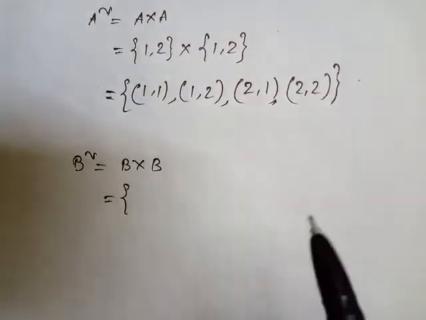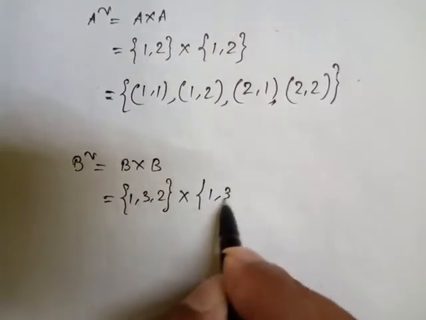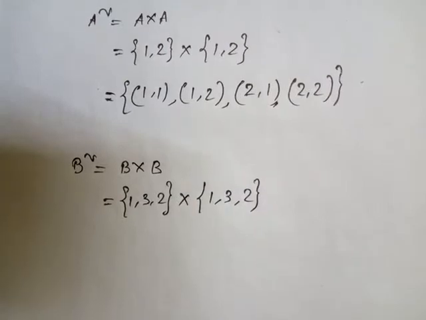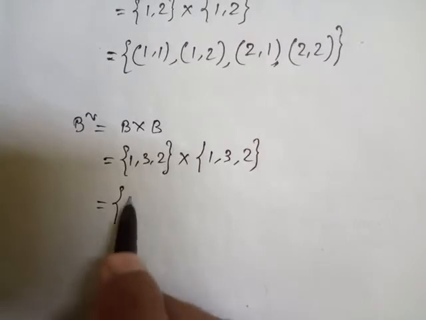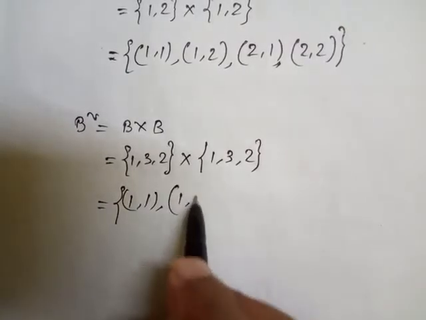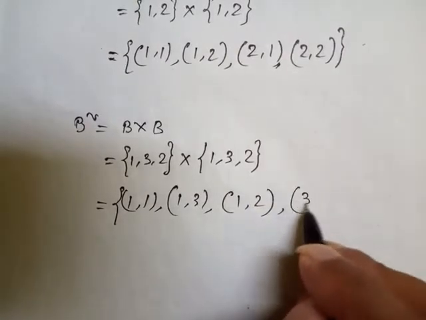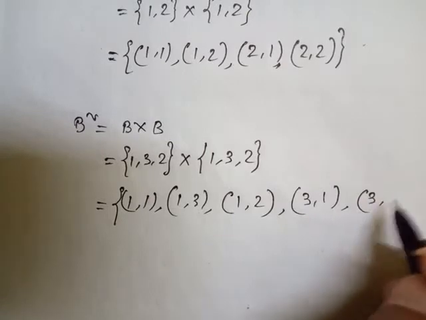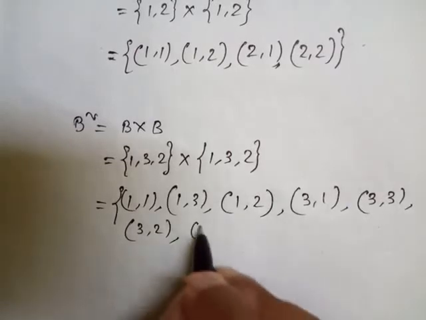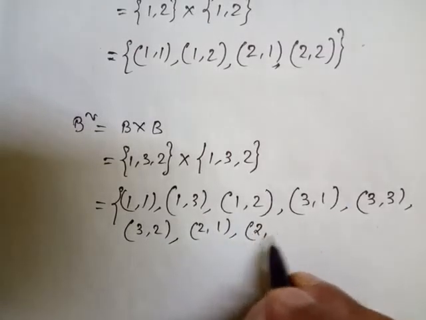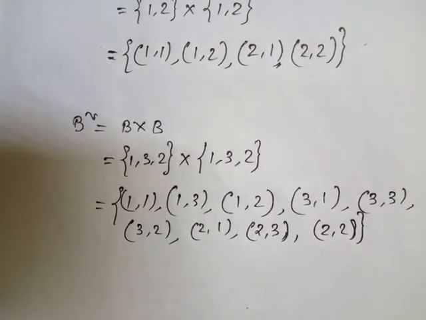Now 1 3 2, this is the element of B. Now go for it again: then 1 comma 1, then 1 comma 3, then 1 comma 2, then 3 comma 1, then 3 comma 3, and next one would be 3 comma 2, then 2 comma 1, 2 comma 3, and 2 comma 2. This is the B square.